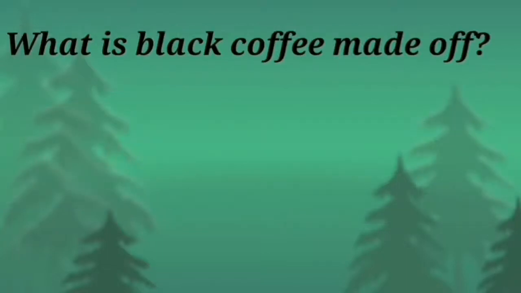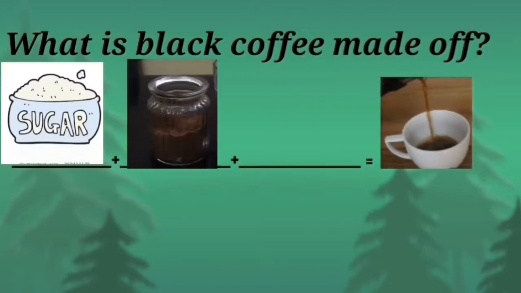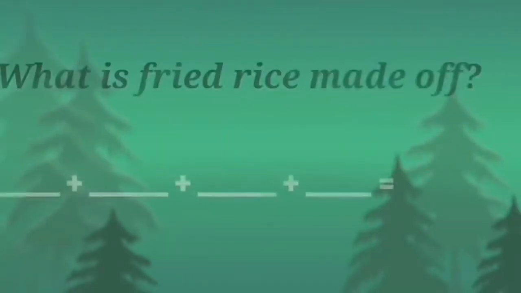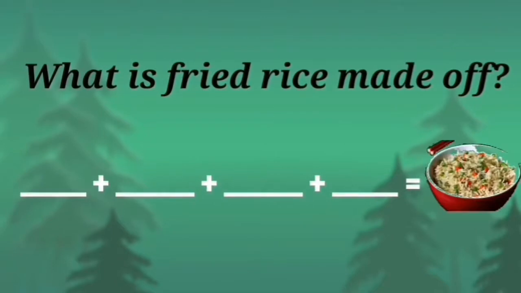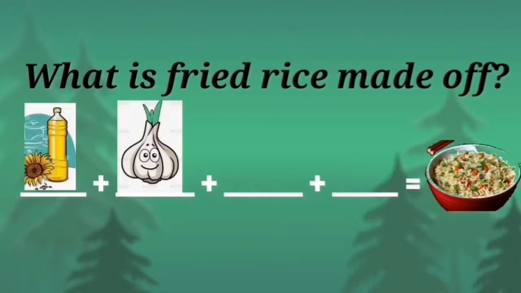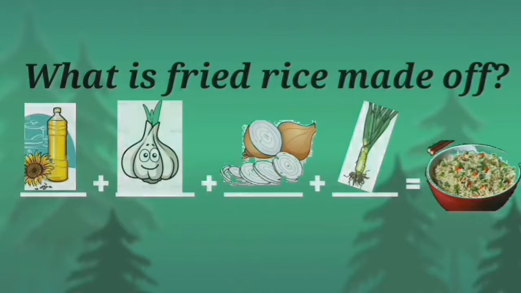What is black coffee made of? Sugar, coffee powder, and hot water. What is fried rice made of? If your answers are oil, garlic, onion, spring onion, you've got the correct answer.